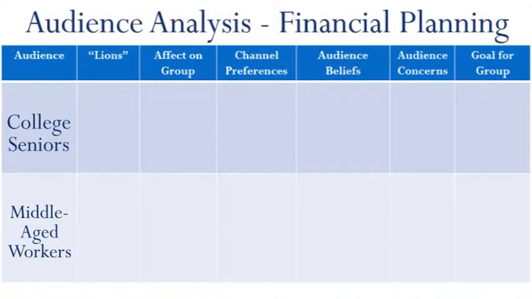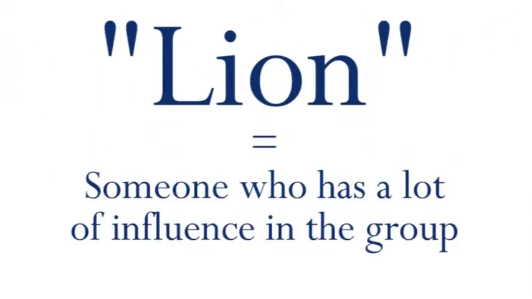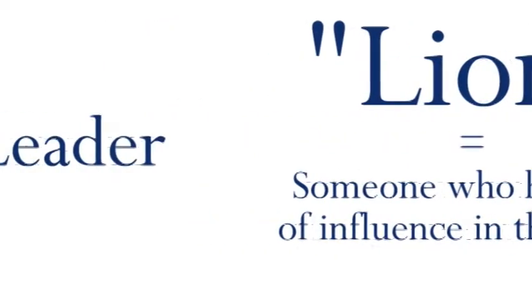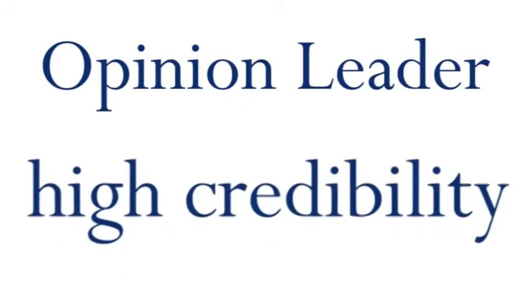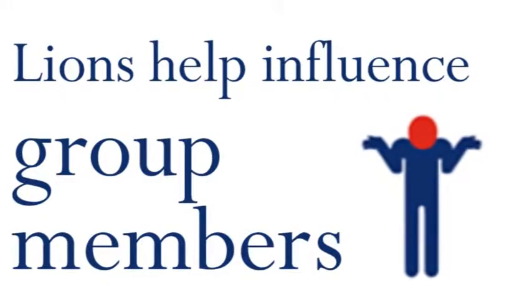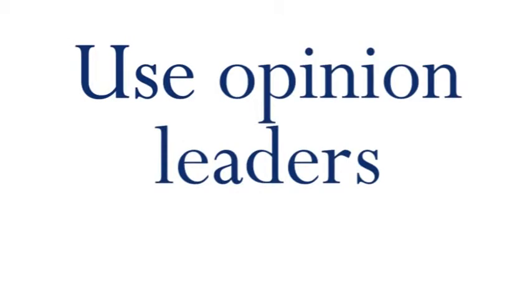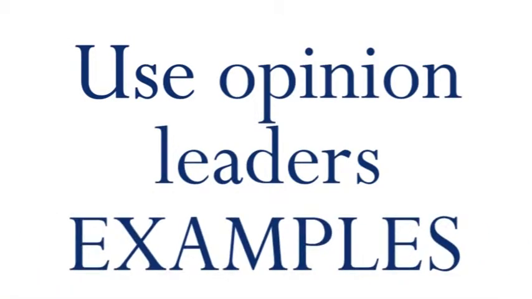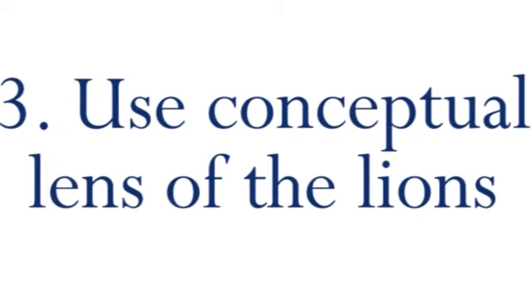Once you've identified the audiences, the next step is you want to select a lion, or someone who has a lot of influence in each of the groups or audiences that you've identified. A lion is an opinion leader, a person who the group deems to have high credibility. What you want to do is enlist their help to influence the group members. You may also decide to use the opinion leader in examples. They then will become the lens through which you complete the rest of your analyses.